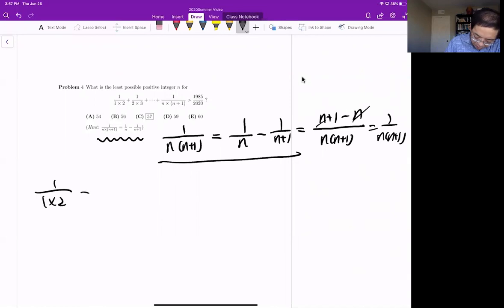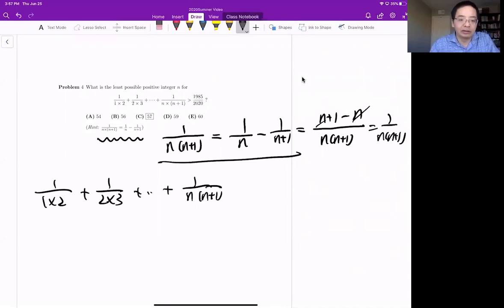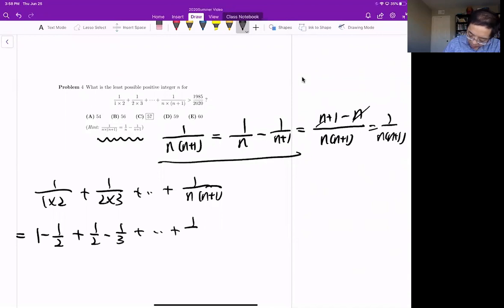Now we agree this identity is correct, and we just apply it to this addition: 1 over 1 times 2, plus 1 over 2 times 3, and all the way to 1 over n times n plus 1. Another advantage of algebra is you don't have to write all the cases. You can use one letter to represent all scenarios. Applying the formula, we get 1 minus 1/2, plus 1/2 minus 1/3, and so on, all the way to 1 over n minus 1 over n plus 1.